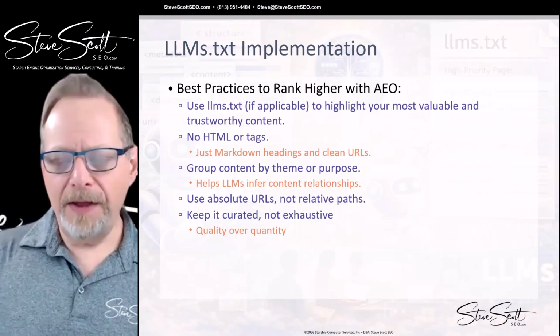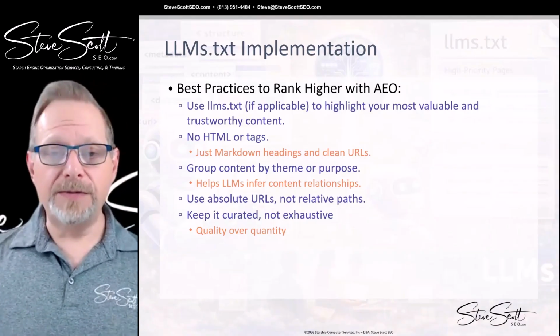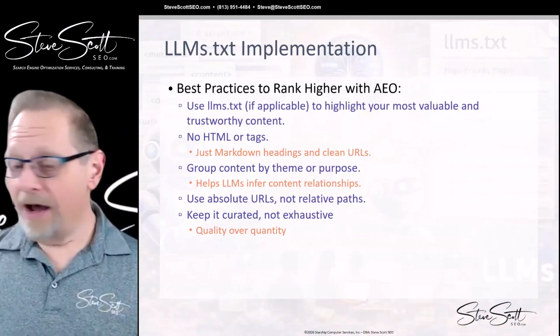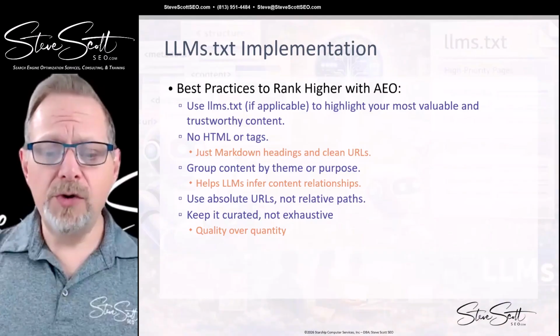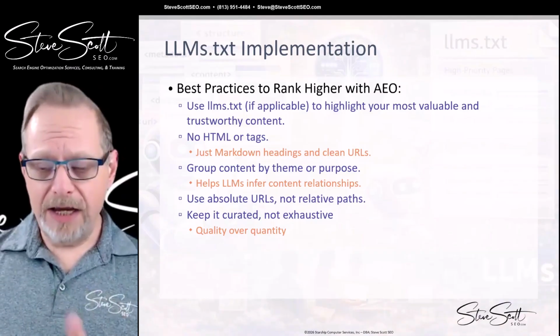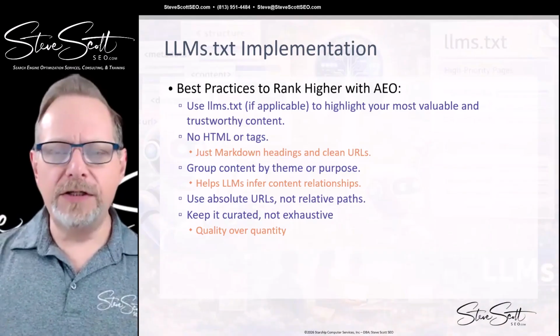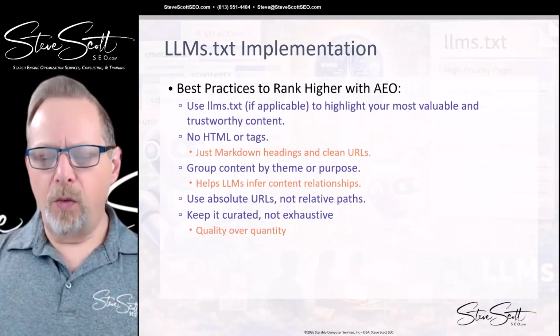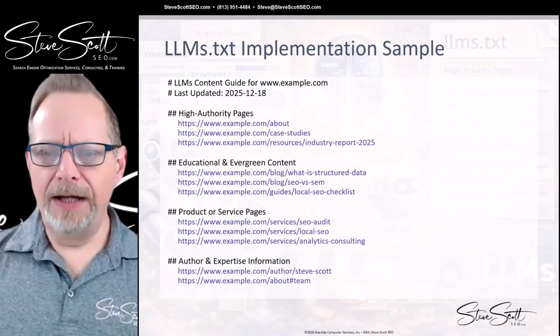And you want to group content by theme or purpose, which helps the LLMs infer content relationships, how things are kind of tied together, how they're related together. Okay. Use absolute URLs and not relative paths. So you want to have the full https:// etc. And keep it curated, not exhaustive. You're not putting every single URL into this. It's quality over quantity.